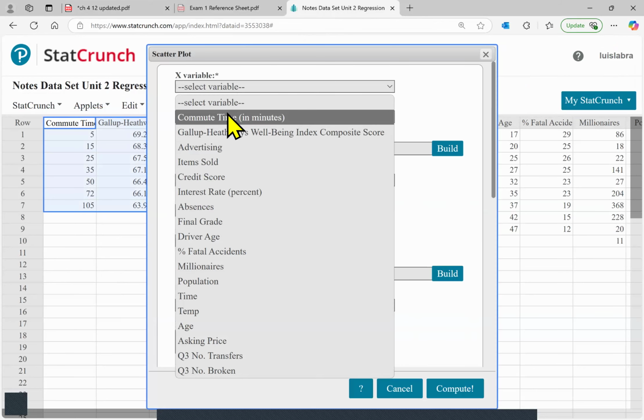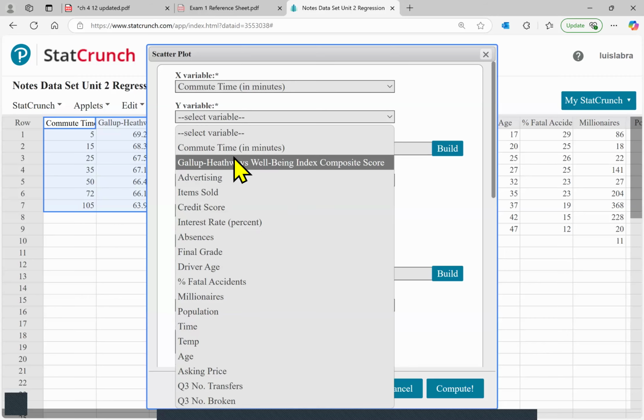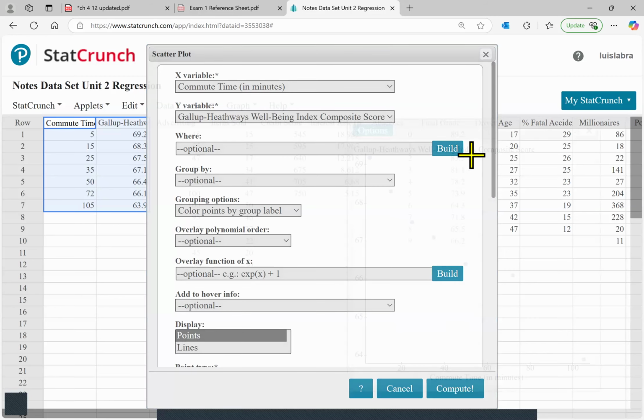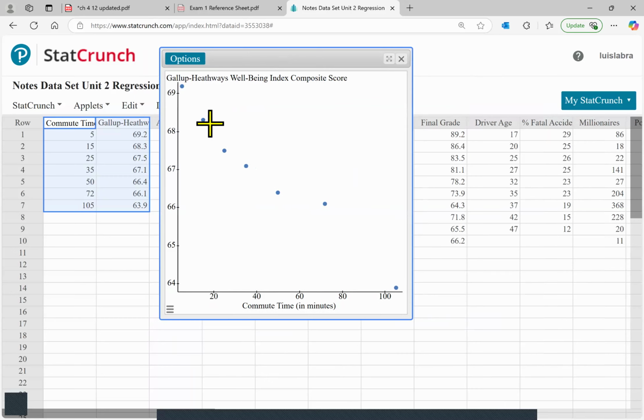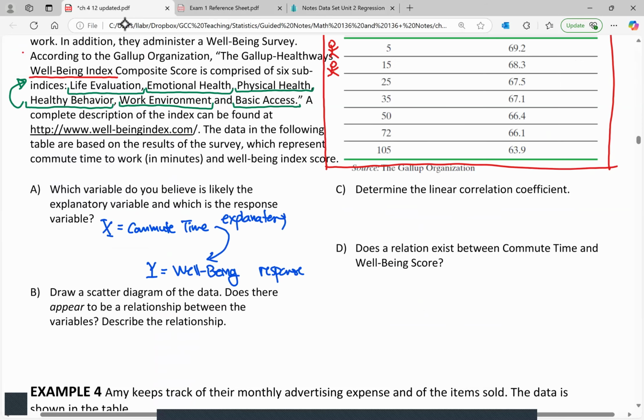And I'm going to select X is commute time and Y is well-being. And we can see that based on the scatter plot, based on where our data lands, there does seem to be a trend here, pretty strong, I would say. This point is kind of off, but if you were to make an oval, there does appear to be a fairly thin oval. And so I'm going to go ahead and say I drew the scatter plot.